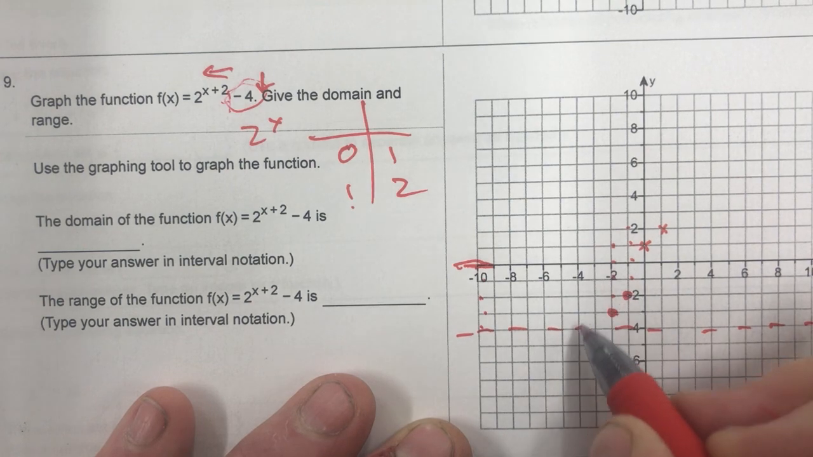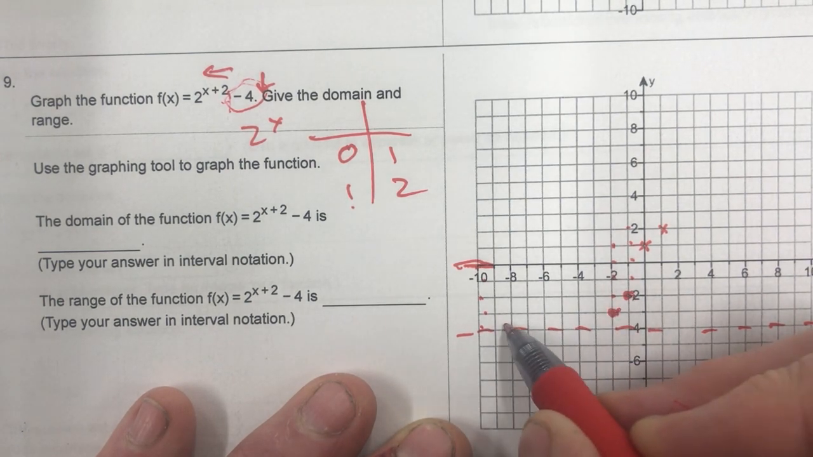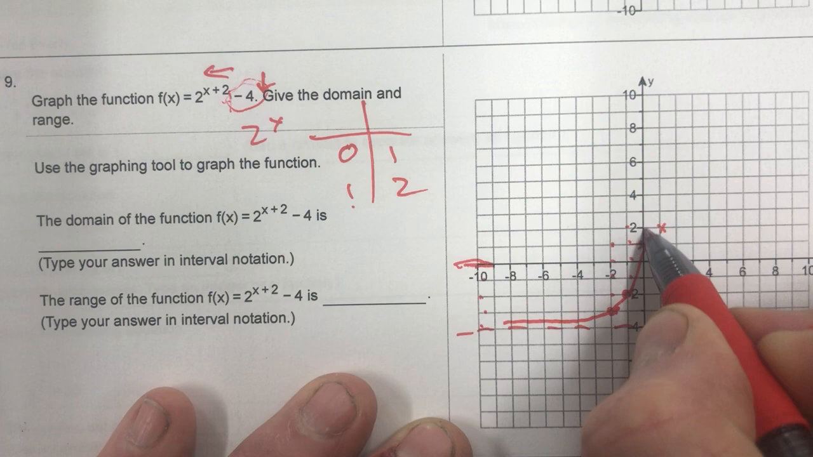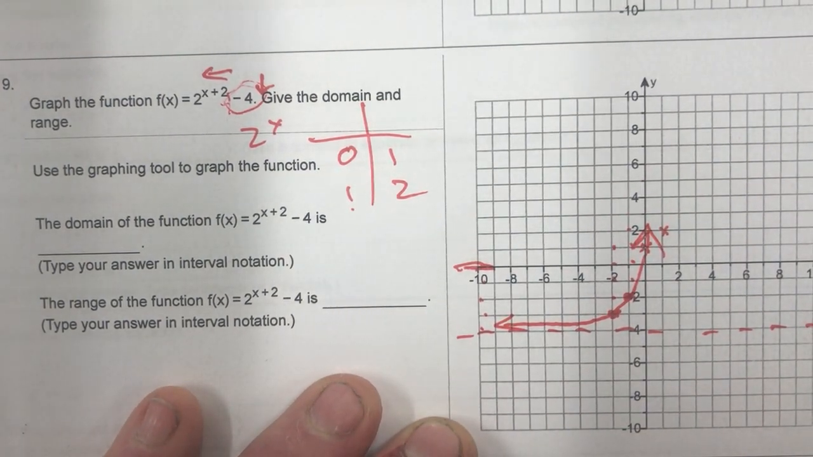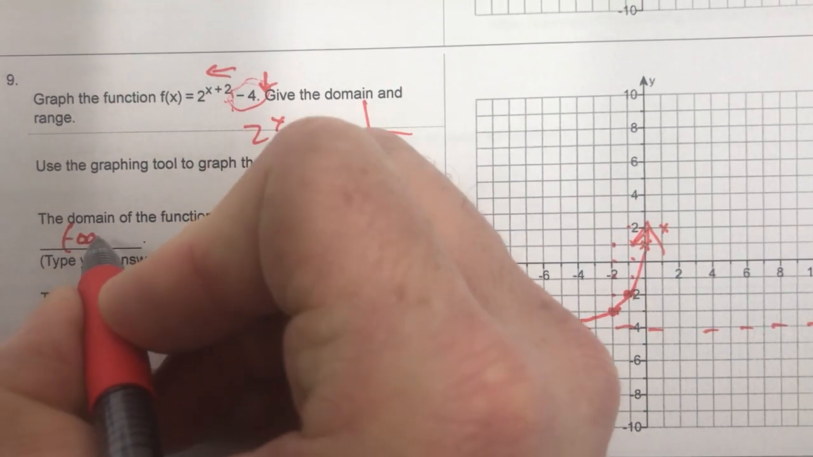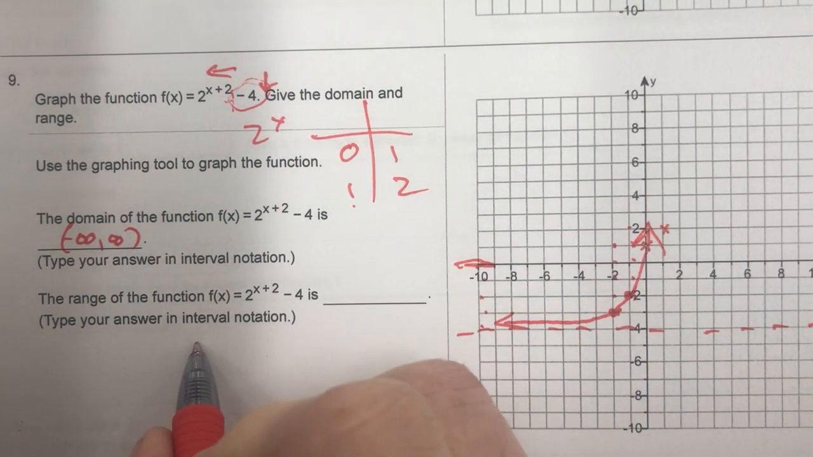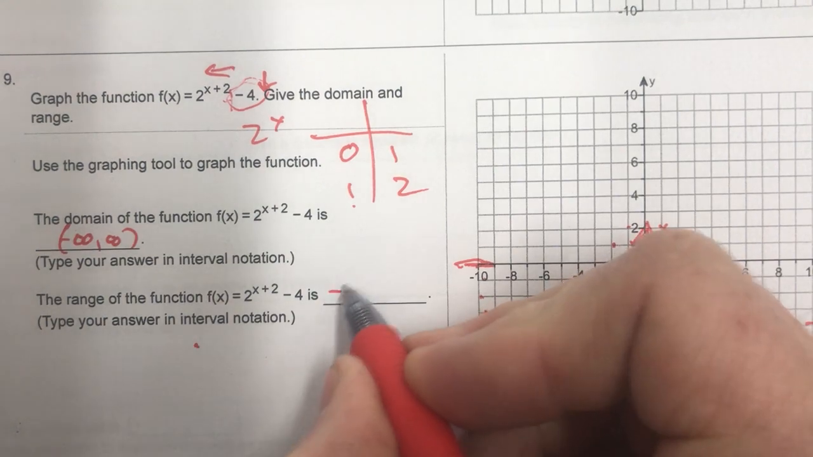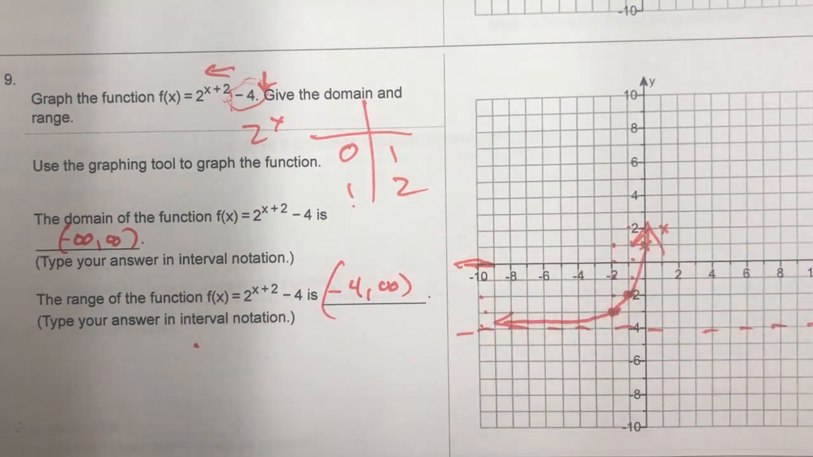And you can see my 2 points. So you've got to have these 2 points and the asymptote, and that pretty much tells you how it's going to go. And of course my domain, we knew this answer before we even did it. Now my range, the lowest it goes is negative 4, and it goes to infinity.